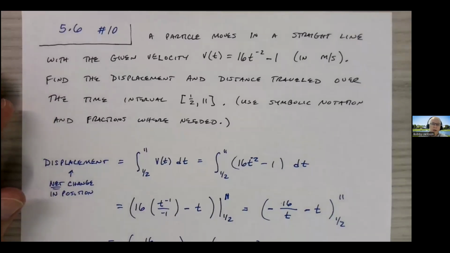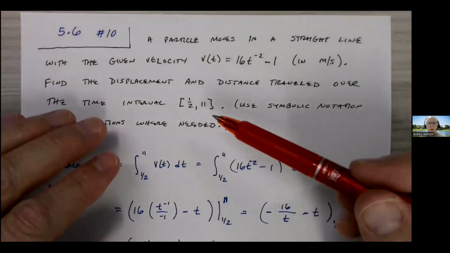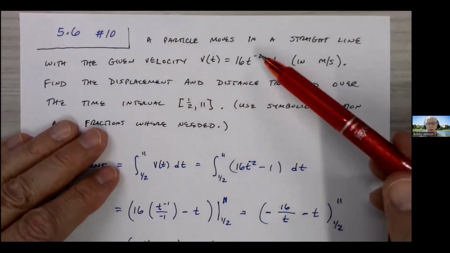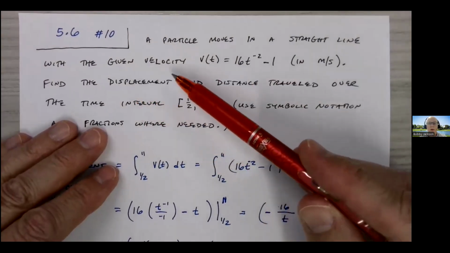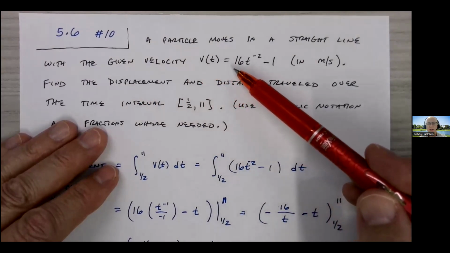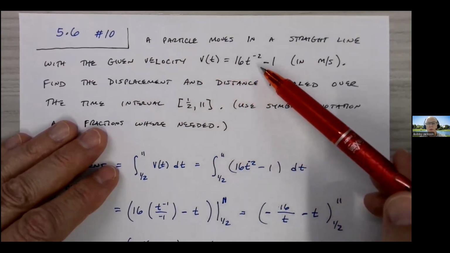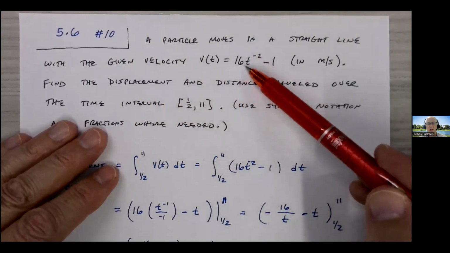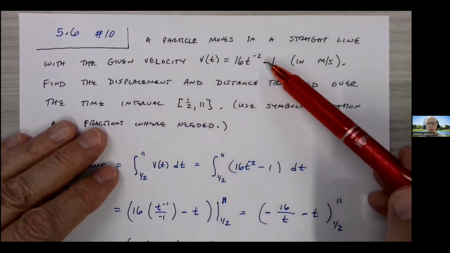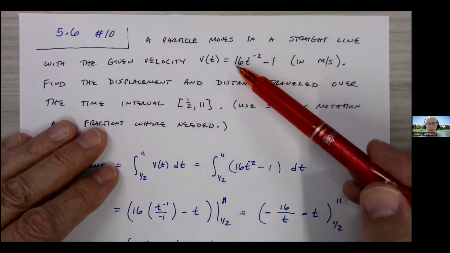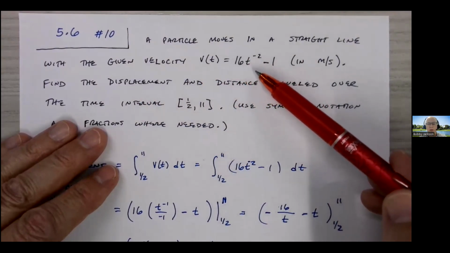Let's take a look at number 10 in section 5.6. We're given that a particle moves in a straight line with a given velocity. V of t is 16t to the negative 2 minus 1. So this is the same thing as 16 divided by t squared minus 1. And again, your velocity might be a slightly different formula, but very similar.